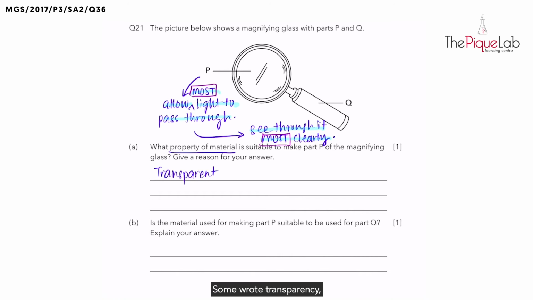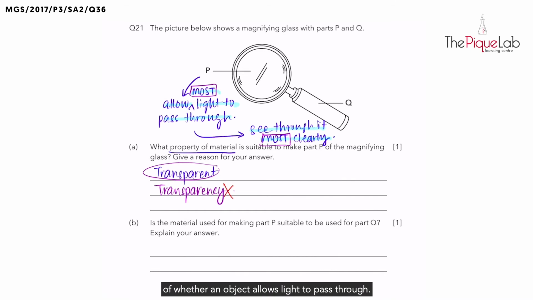Some wrote transparency as their answer instead of writing transparent. However, this is absolutely wrong. Why wrong? Because transparency is the general property of whether an object allows light to pass through. So if the question is asking what property of the material is being tested in the experiment, then they are just asking for the general property. So for such cases, we can write transparency or flexibility or strength depending on the experiment itself.